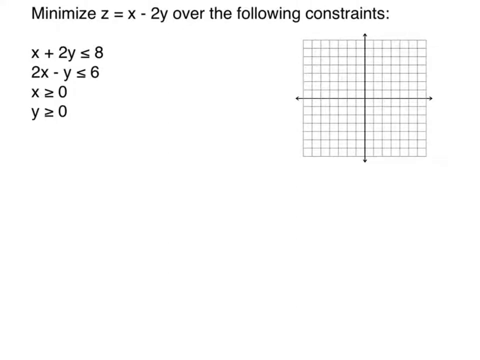So this problem wants us to minimize z equals x minus 2y over the given constraints. In order to do that, the first thing we need to do is graph our feasible region. So we are going to take our first equation and isolate y. We get 2y is less than or equal to negative x plus 8. Divide everything by 2, and we get y is less than or equal to negative 1/2 x plus 4.